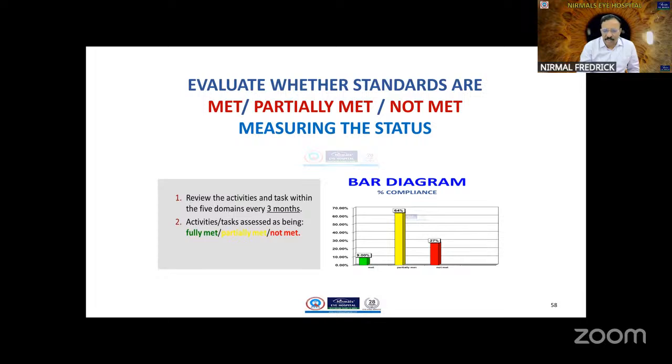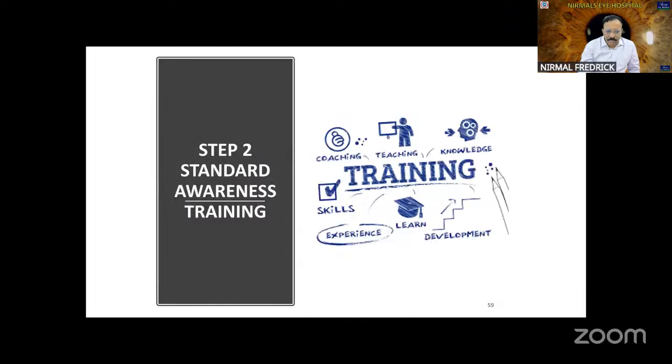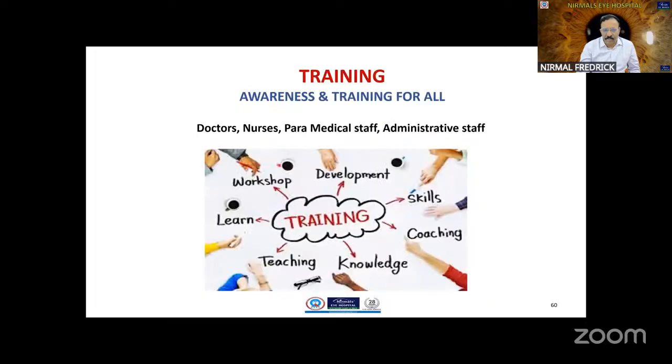So 10 to 20% will already be there. So what is important is you have to identify what is partially there and what is not really there, and then start implementing them. And then, as I said, training is very, very important. Training about NABH standards as well as the certain requirements for implementation.